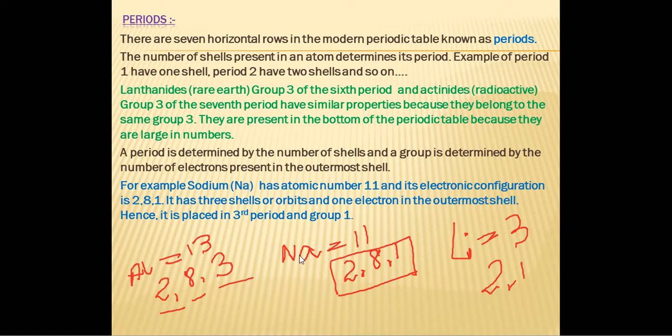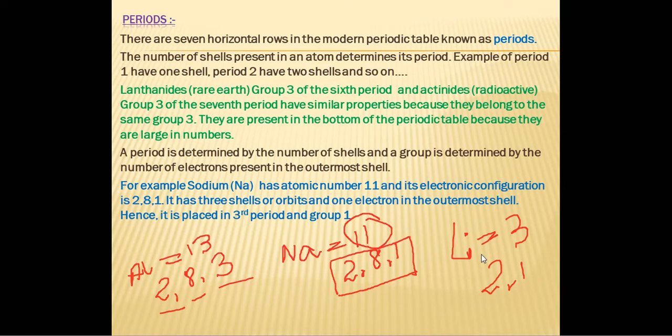When we took the example of sodium, I told you that the atomic number of sodium is 11. Electronic configuration is 2, 8 and 1. 2 electrons will be present in the first shell, 8 electrons in the second shell and 1 electron in the third shell. So altogether sodium is having 3 shells, so sodium will be present in the third period. For example, lithium. Lithium is having only 2 shells, 2 and 1. In the first shell 2 electrons, in the second shell 1 electron. So lithium will be present in which period?